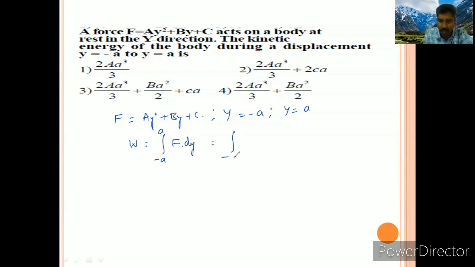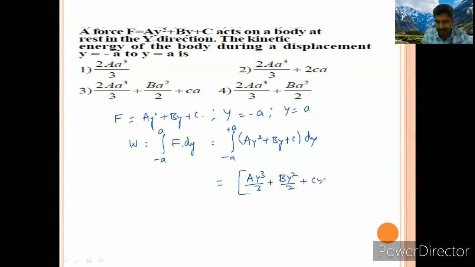So the F value they gave is a y square plus b y plus c, into dy. So here, after integration I will write directly without applying the limits: a y cube by 3 plus b y square by 2 plus c y, with limits of minus a to plus a. So whenever we apply the limits, what do we get here?